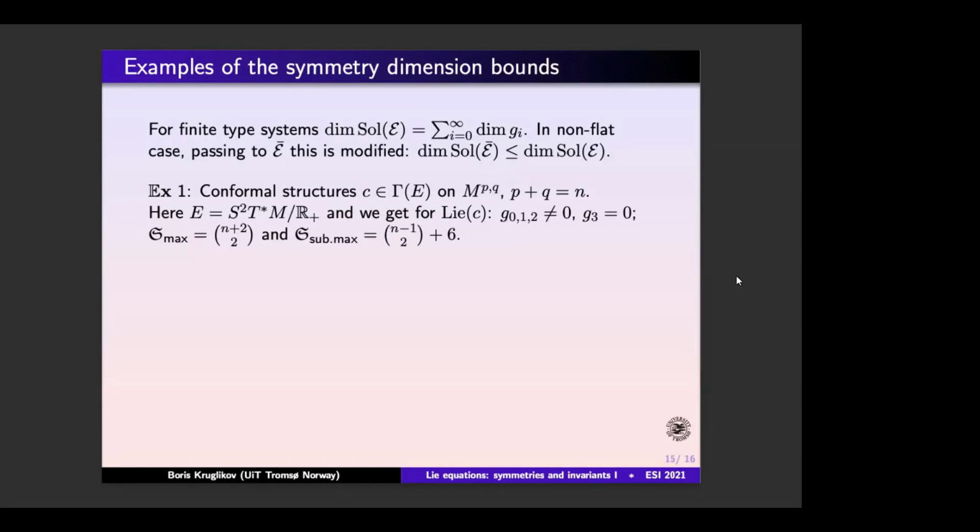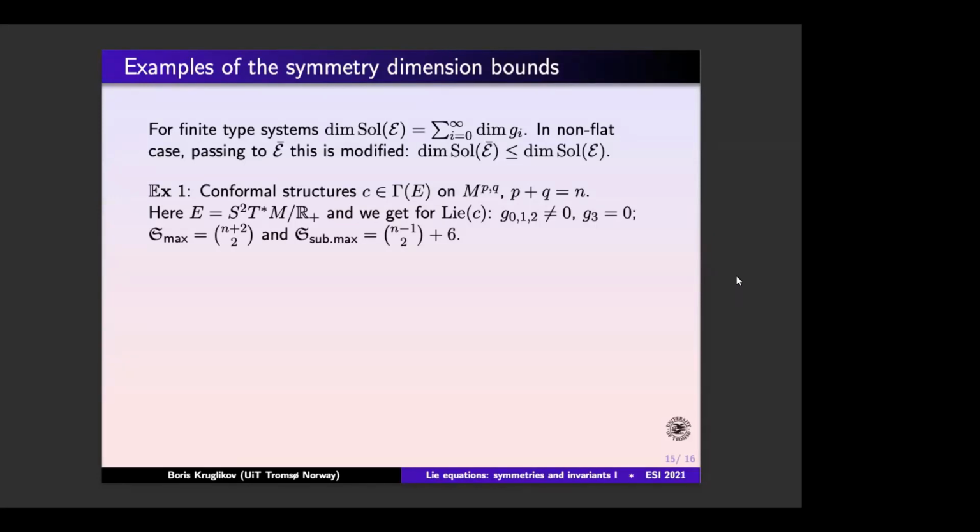Okay, so the next one: the prolongation started from 3 actually vanishes, and you sum dimensions, and you find the maximal dimension, n plus 2 choose 2. So what we discuss here is that we get this Lie equation, but then there are parameters in it, which are actually components of the conformal structure. And you would like to know, depending on those parameters, what is the dimension of the solution space of the Lie equation.